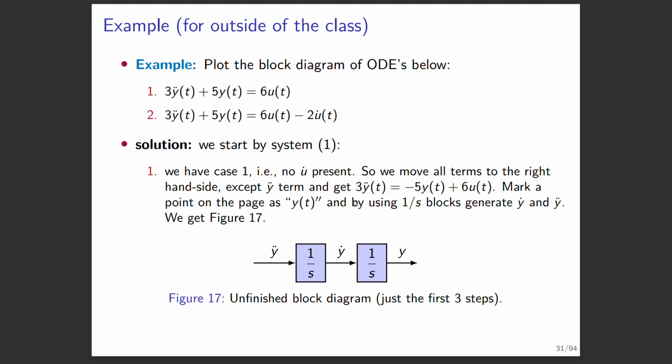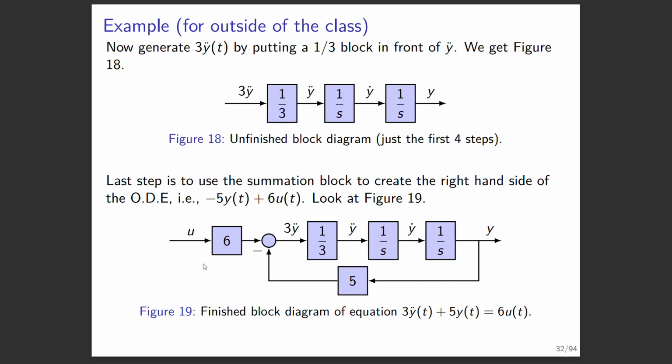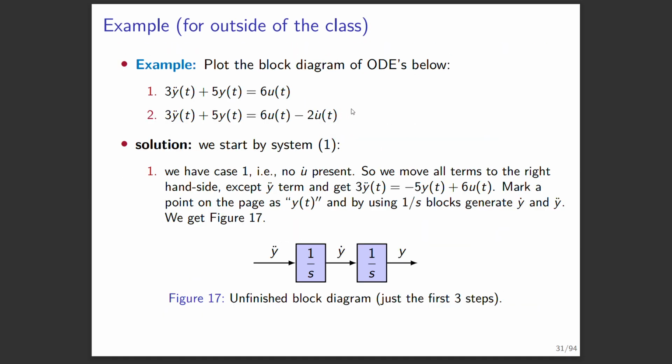Now if somebody asks me to use a block somewhere on my page to create 3y double dot, what can I do? Well, I know where y double dot is. I want to create 3y double dot here. What should I do? Well, I want 3y double dot to be multiplied by something to give me y double dot. That is probably 1 over 3. So by putting a 1 over 3 block here, I have now 3y double dot. Okay, so I created 3y double dot.